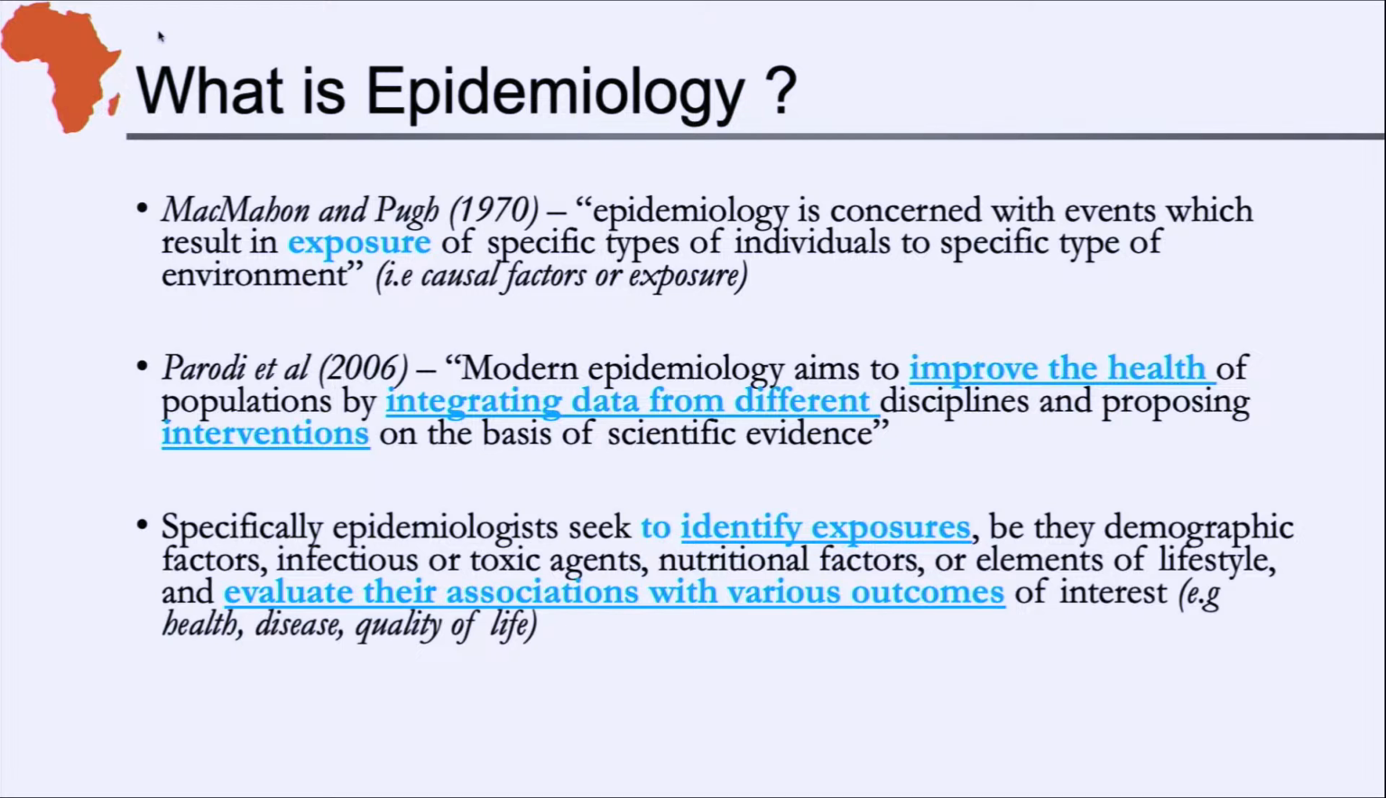So for you to draw conclusions, you need data from different disciplines. Okay? And then after you draw your conclusion, then you are supposed to propose an intervention to solve that problem. And basically that's what epidemiologists are concerned about. You identify a problem, you identify what causes the problem, and then you come up with an intervention to be able to sort that problem in the population. Okay? So basically, that's what epidemiology is all about.